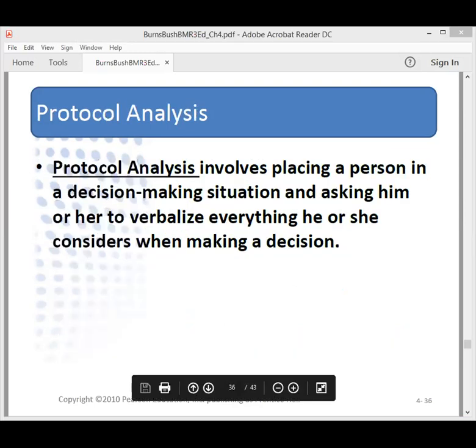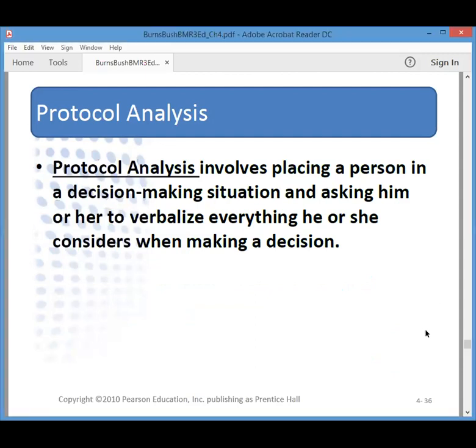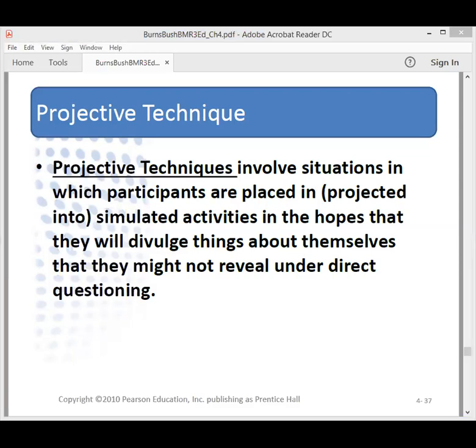Protocol analysis involves a decision-making situation and then asking the subject to verbalize everything they're considering when making a decision. And another qualitative research technique is the projective technique, and that's where participants are placed into a model or simulated activity, and the expectation is that they will divulge things about themselves that they might not reveal under direct questioning.